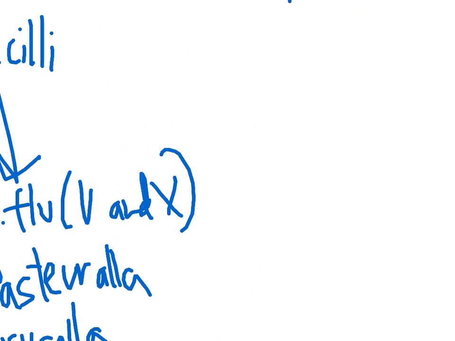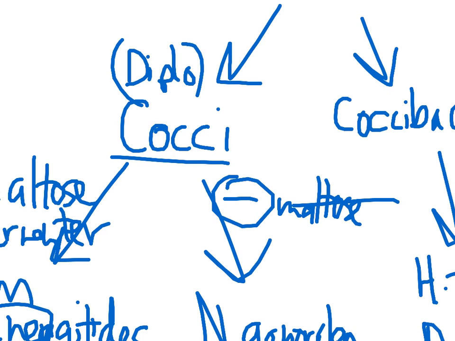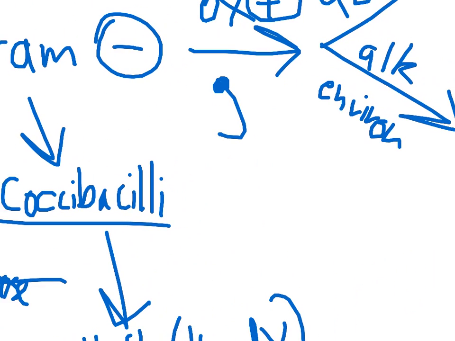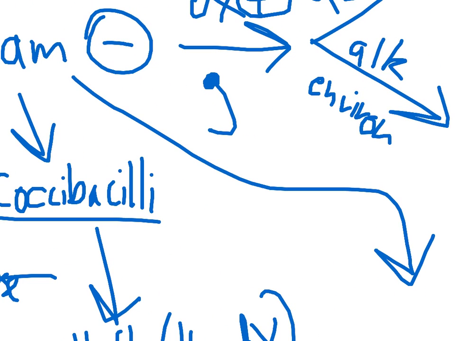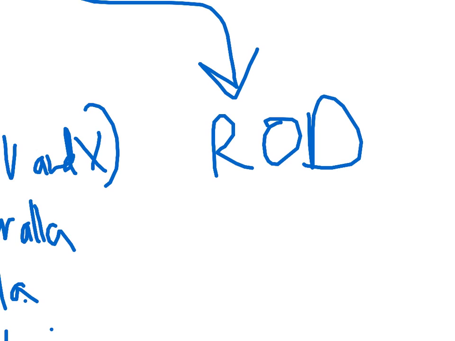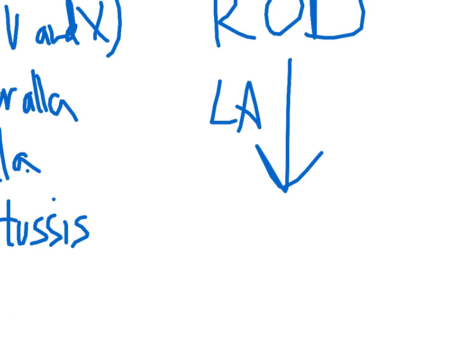And then finally, we have the third. So it's not a cocci, and it's not a coccobacilli. Then we know that the final one is going to be a rod, and this is kind of a long section, so I'll make it down here. Within the rods, the first thing we do is check if it's a lactose fermenter. The way that I remember things that are lactose fermenters is that you're able to grow them on something called MacConkey agar.